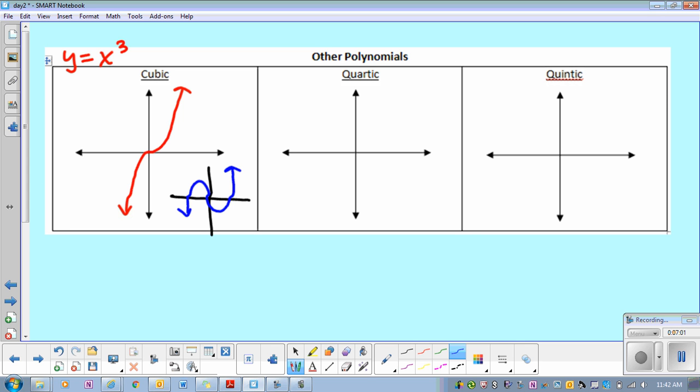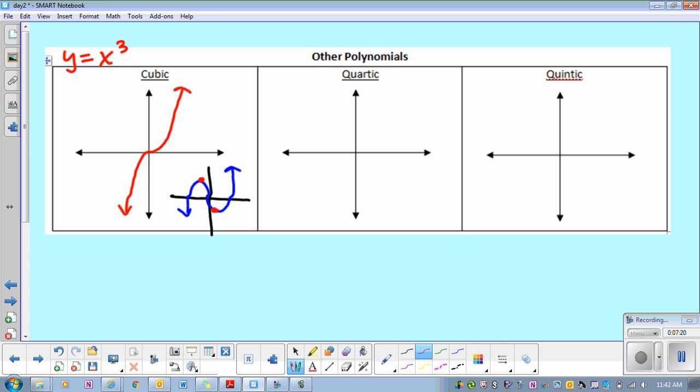Isn't that also a cubic function? Because you have 2 places where it turns. Alright? So this one is important to note.